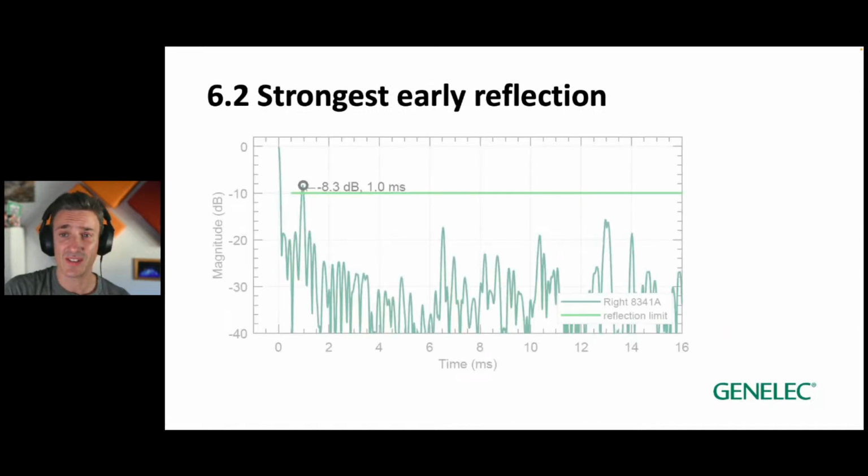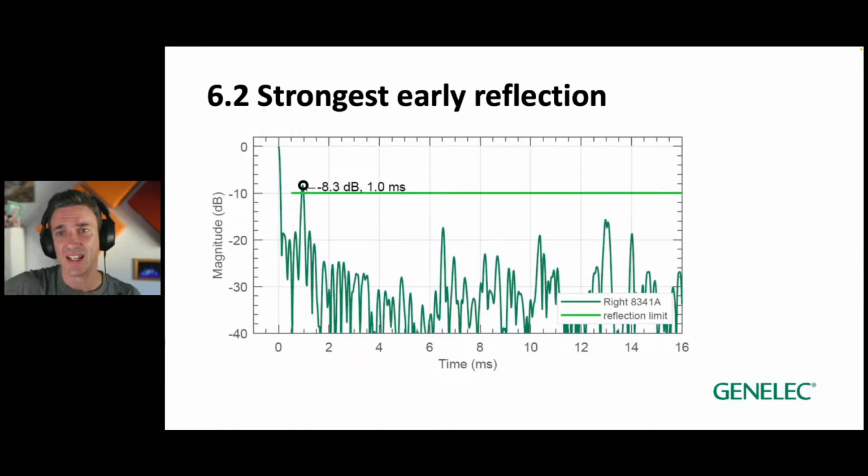Strongest early reflection, once again, you already know that. Now it's just somehow rated, because everything that is above -10 dB should be reduced. That's the thing. So ideally, there is no early reflection above -10. This is why these are shown here.